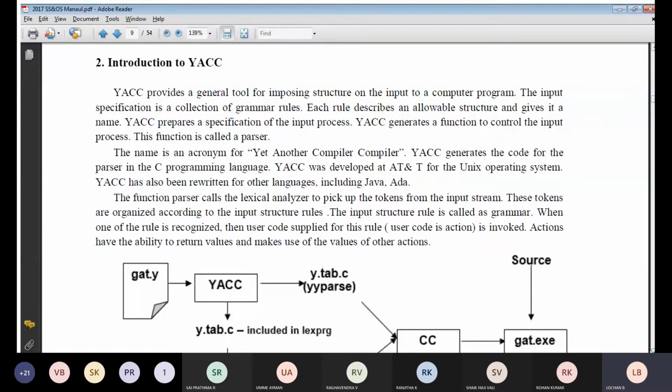So generally, many times we used to say yacc, yacc, yacc. What is the full form of yacc? Yacc means yet another compiler compiler. That is the full form of your yacc.